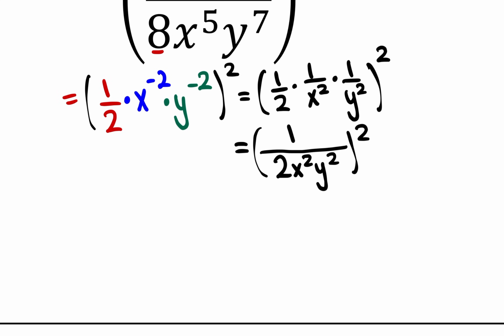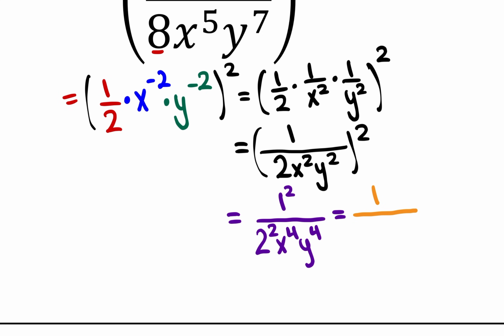And from there, I can distribute the exponents, and I have what? 1 squared all divided by 2 squared x to the 4th, y to the 4th. And this is going to simplify to turn into what? 1 squared turns into 1, all divided by 2 squared. That gives you 4, x to the 4th, y to the 4th as the final solution. Let's go ahead and box it up.